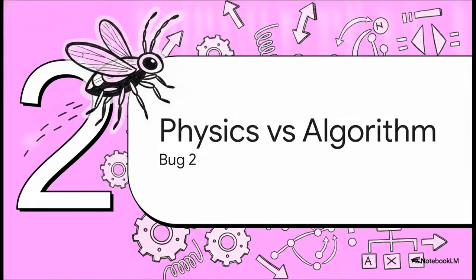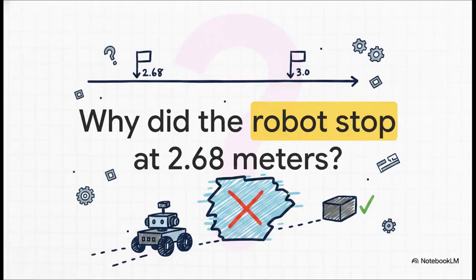Moving on to section 2, physics meets algorithm. Bug number 2. This next case is honestly the absolute star of the show, and it proves exactly why physical simulation is mandatory. The symptom was bizarre. The robot was commanded to reach a target of 3.0 meters, but it abruptly slammed on its brakes at exactly 2.68 meters, falsely claiming there was an obstacle right in front of it. The path was completely clear. So where on earth did this phantom obstacle come from?